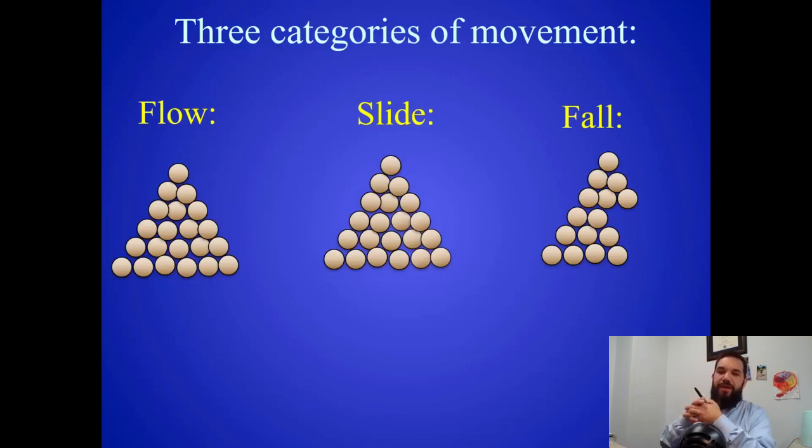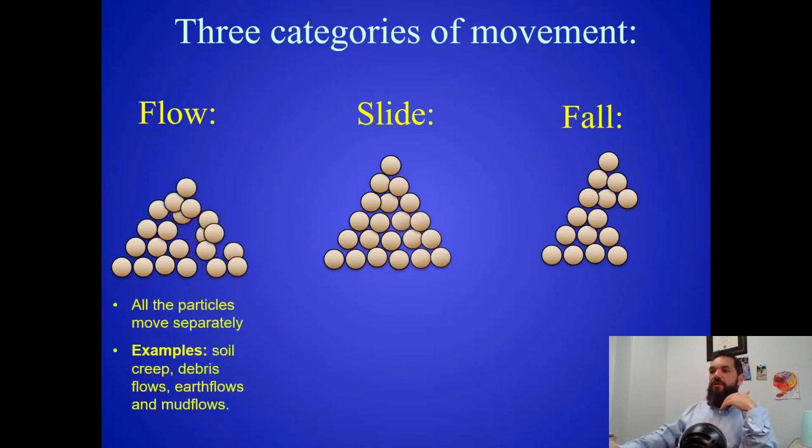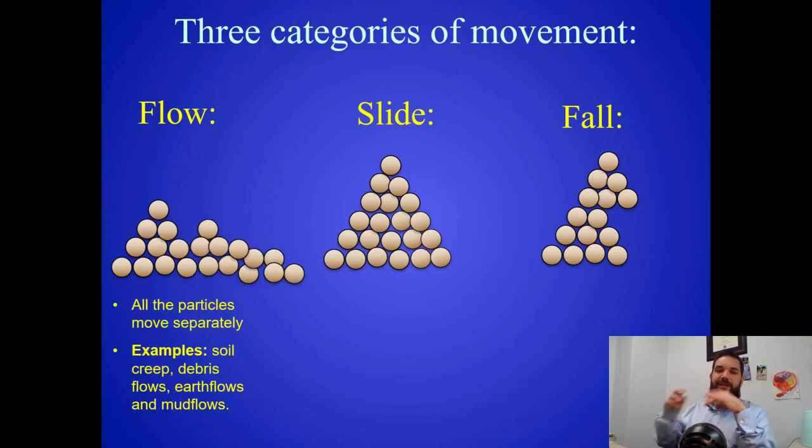So I'm going to show these three animations, and hopefully you can conceptually understand each of these three categories. First of all, with a flow, I'm going to show the flow happening. So there's the flow. Let me show it again. Notice that in the flow, we have this hillside or talus slope. Notice that all the particles move separately. Every particle is on its own path, moving willy-nilly downhill on its own particular pathway. So all the particles move separately.